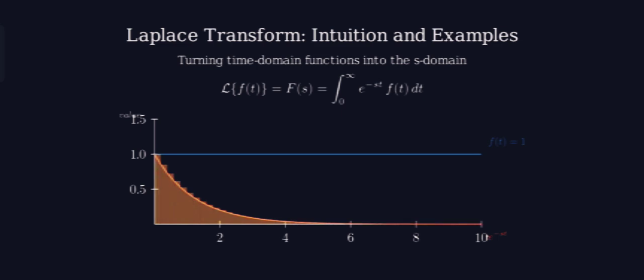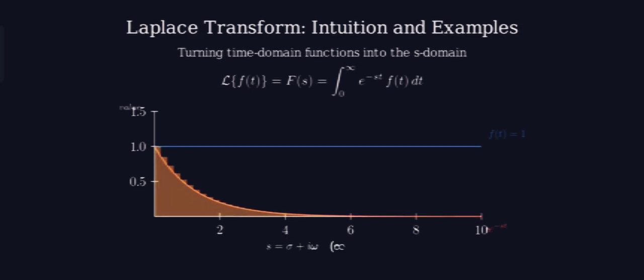Let's visualize with a simple time domain function, f of t equals 1, and the kernel e to the negative st. We will see how changing s changes the weighting. Here s is usually a complex number, s equals sigma plus i omega, but for understanding the weighting behavior, we can think of s as a positive real number. Larger s means faster decay, and thus less contribution from later times.